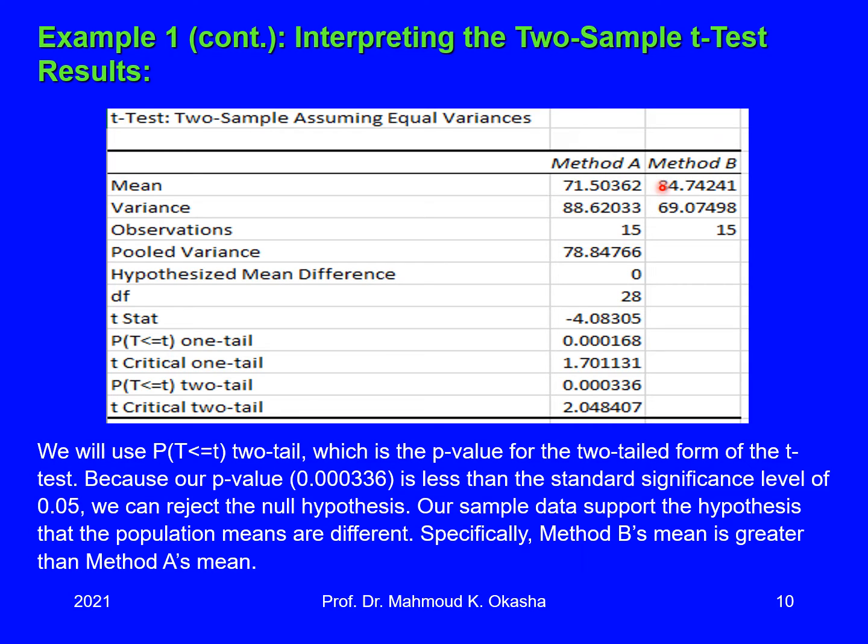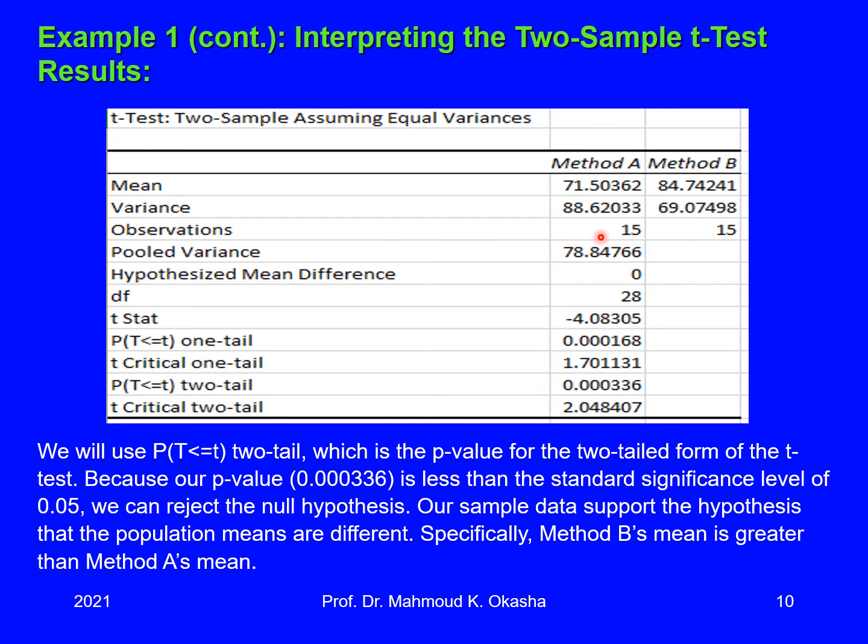Now you can read these results easily. Method 1 has mean 71.5 and method 2 has mean 84.7. The variances are 88.6 and 69.07 for methods A and B respectively. Observations: 15 observations for method A and 15 observations for method B.